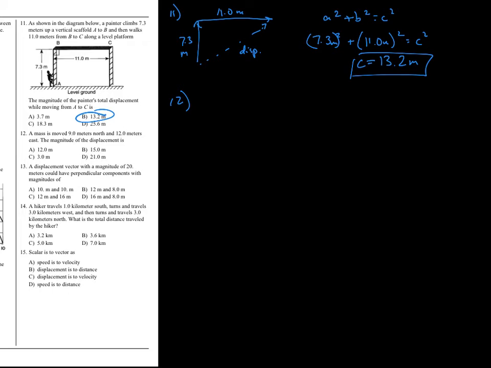12. A mass is moved 9 meters north and 12 meters east. The magnitude of displacement is, all right, 9 north, 12 east, displacement. If you happen to realize, this is a 3, 4, 5 triangle. So this means the question mark we're looking for is 15 meters, but you could also do Pythagorean theorem to figure it out.